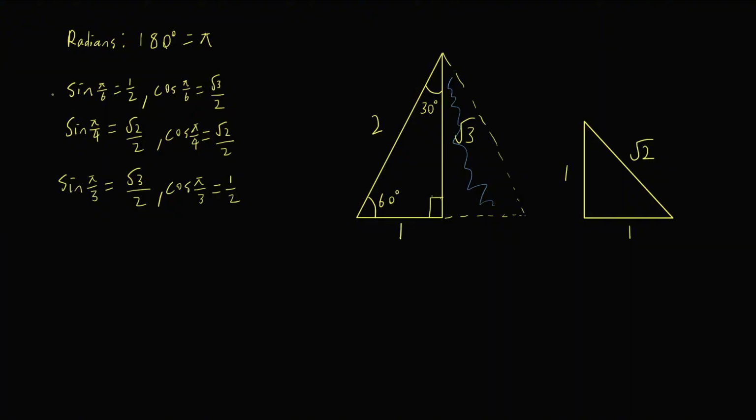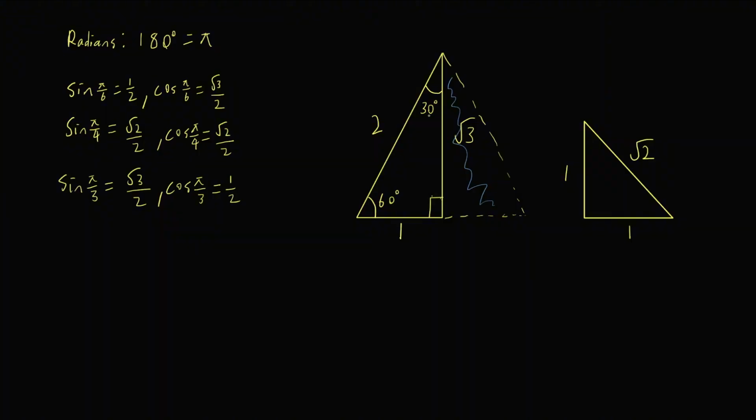So these are some of the identities here. Sine pi over 6 is equal to 1/2. Cosine pi over 6 is equal to square root of 3 over 2. And etc. There's a lot of these angle identities here. And you might be wondering, where did they come from? Well, it actually comes from these very specific special triangles.